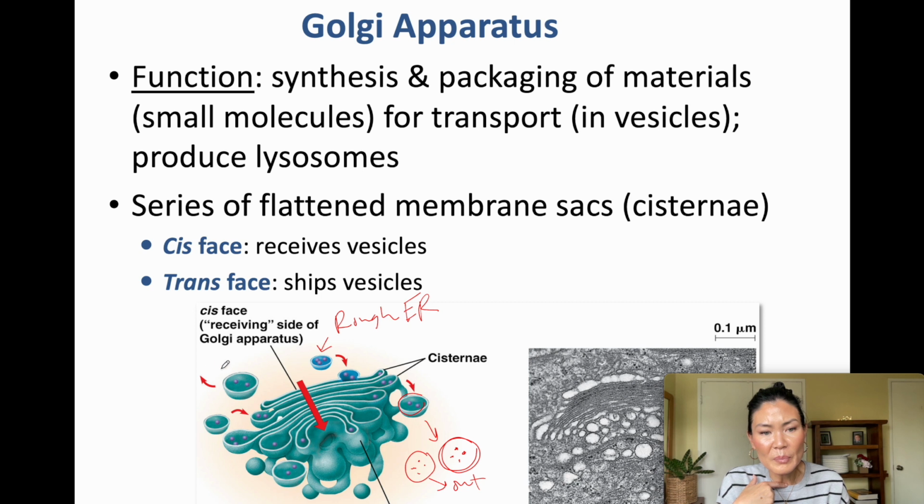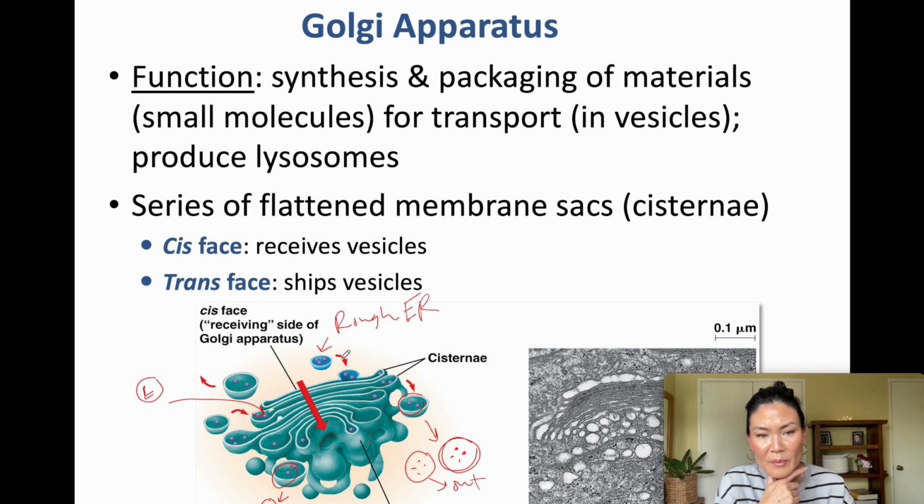Okay, but if the Golgi receives lipids, so I'll just put L, from the smooth ER, it gets modified in the Golgi, and then it can get shipped out, or actually could become part of the cell membrane. Like maybe it's making phospholipids. So the smooth ER could be making phospholipids, and then the Golgi is going to modify it and then send it to the cell membrane.